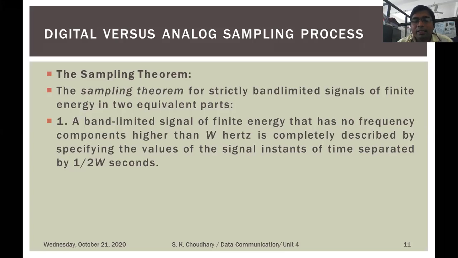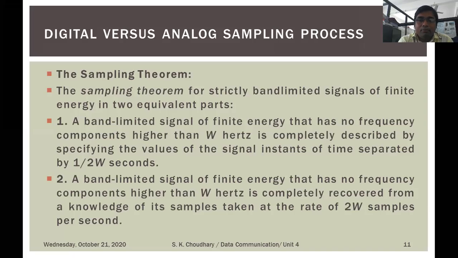Here I have used W for the frequency, not f or fs. There are various books, and I am following Digital Communications by Simon Haykin, so I have used the notation of that author. In some books you can see fm, the maximum frequency, used instead of W. And what was the second statement?